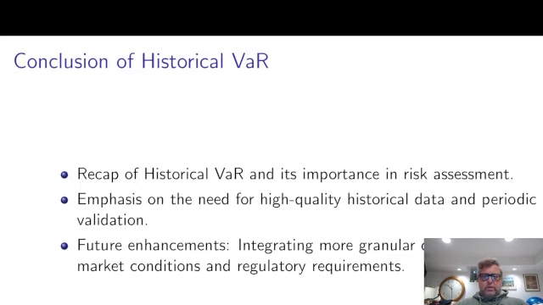So historical VaR is important in risk management. It emphasizes, and it's crucial, to have good historical data and to do model validation and enhancements. You can think of maybe you want to integrate more granular data, and you need to adapt to new market conditions and regulatory requirements.